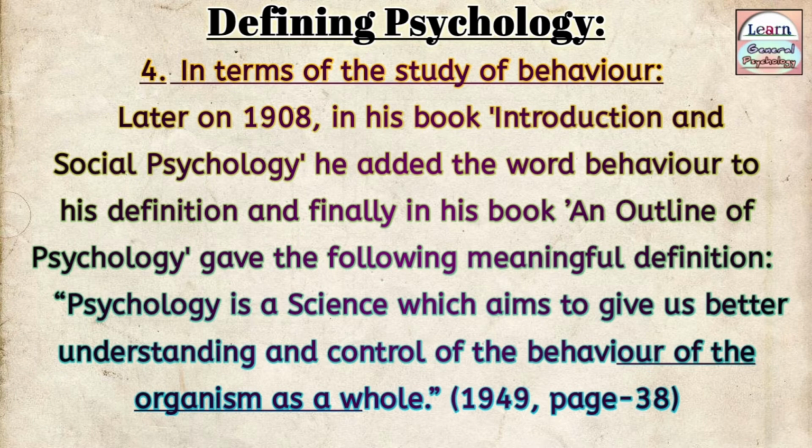Later, in 1908, in his book Introduction to Social Psychology, he added the word behavior to his definition, and finally in his book An Outline of Psychology, gave the following meaningful definition. Psychology is a science which aims to give us better understanding and control of the behavior of the organism as a whole. 1949, page 38.